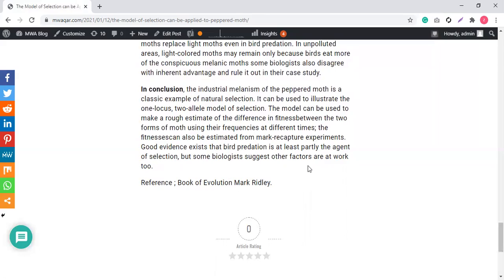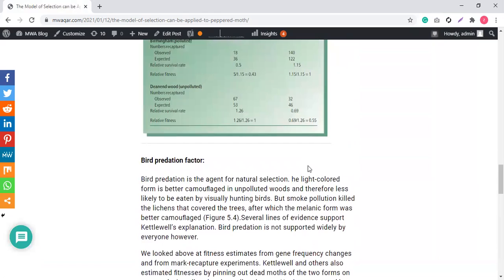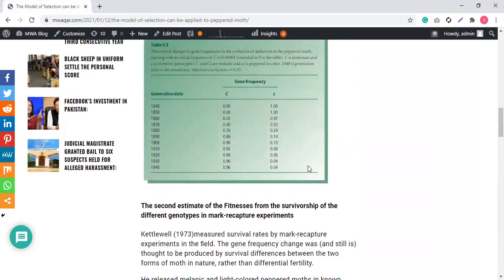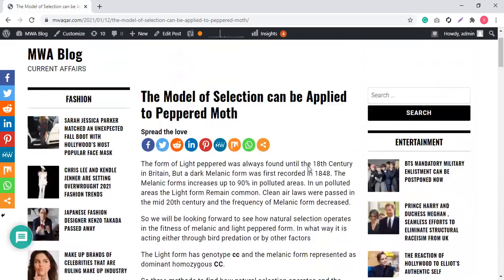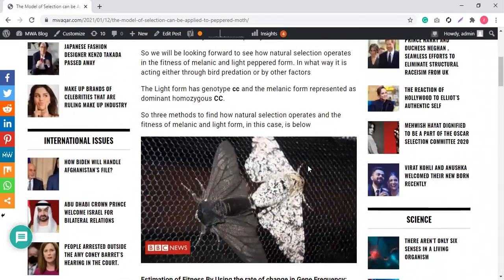Cool. So this is something. This theory is the amalgam of all these: bird predation factor, fitness factor, migration, mark recapture experiment. So all the evidences are basically true. In short, cool. Do whatever resonates with you, but do whatever you find that is cool.